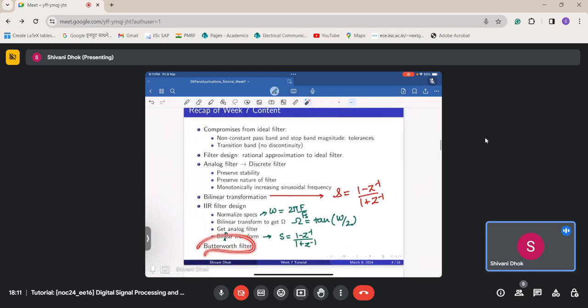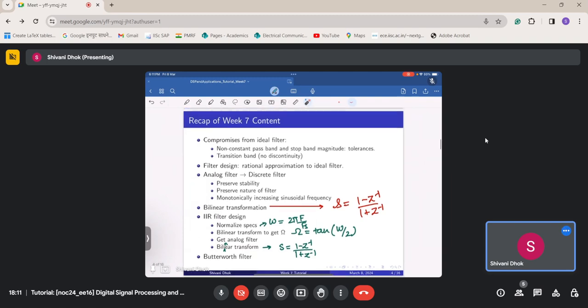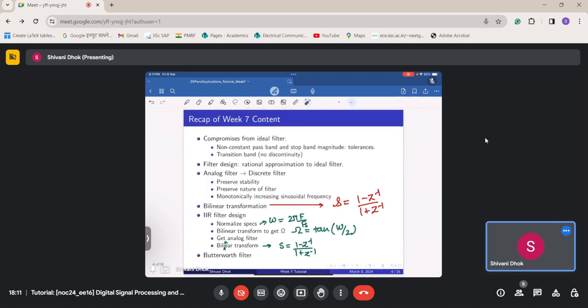And the very first approach with which we started was the Butterworth filter. So we'll take one example for Butterworth filter just to understand. This Butterworth filter will be continued in the coming week also with more detailed things. So this was all that was covered in this week. If you have any queries in this content, please let me know. Otherwise, I'll start with the questions.